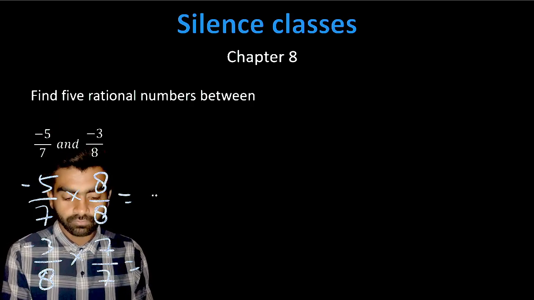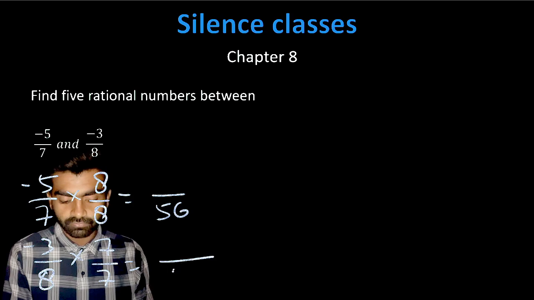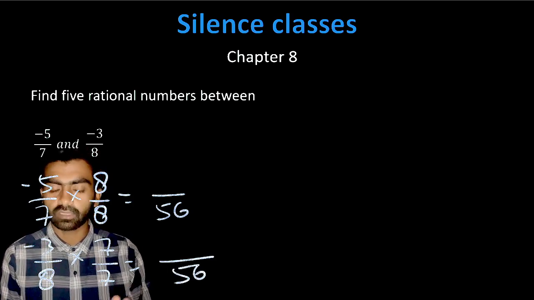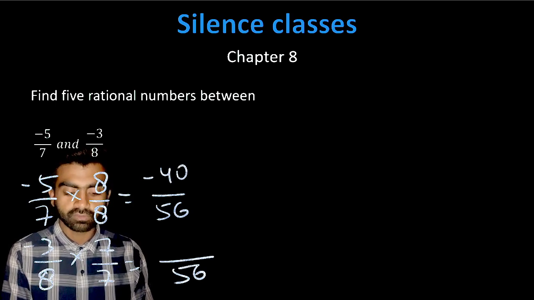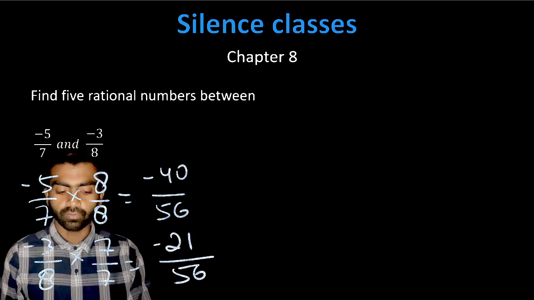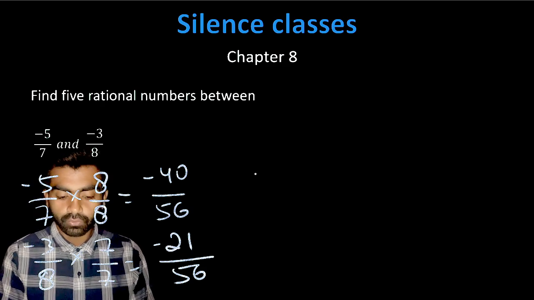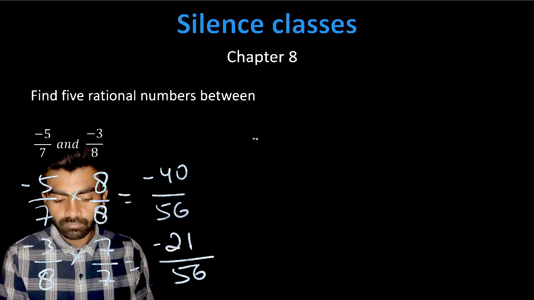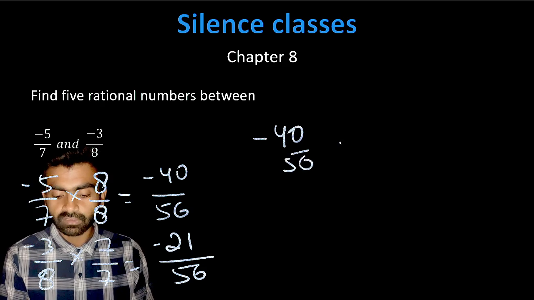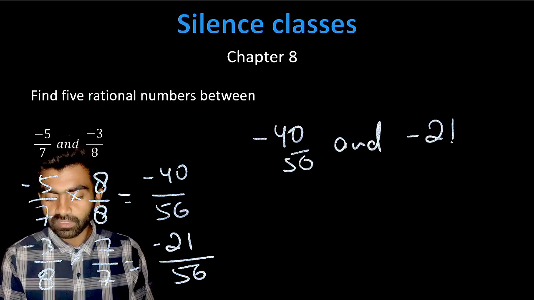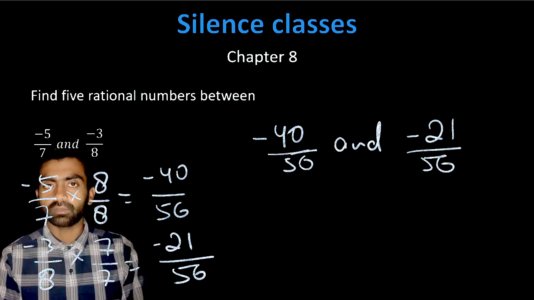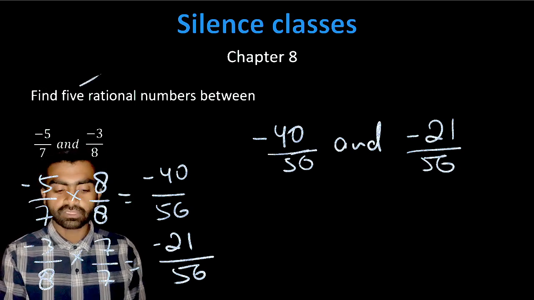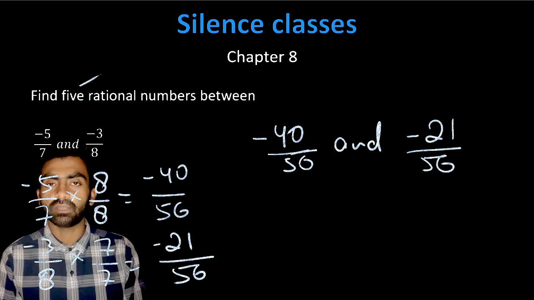So 7 eights are 56 we will get, 7 eights are 56. You can check it out, the denominators are the same now. 5 eights are 40, -40 is given. 7 threes are 21, -21 is over here. So the denominator is the same, -40/56 and -21/56. So we can easily find the numbers. 5 rational numbers between them, so we don't have to multiply by any numbers now.